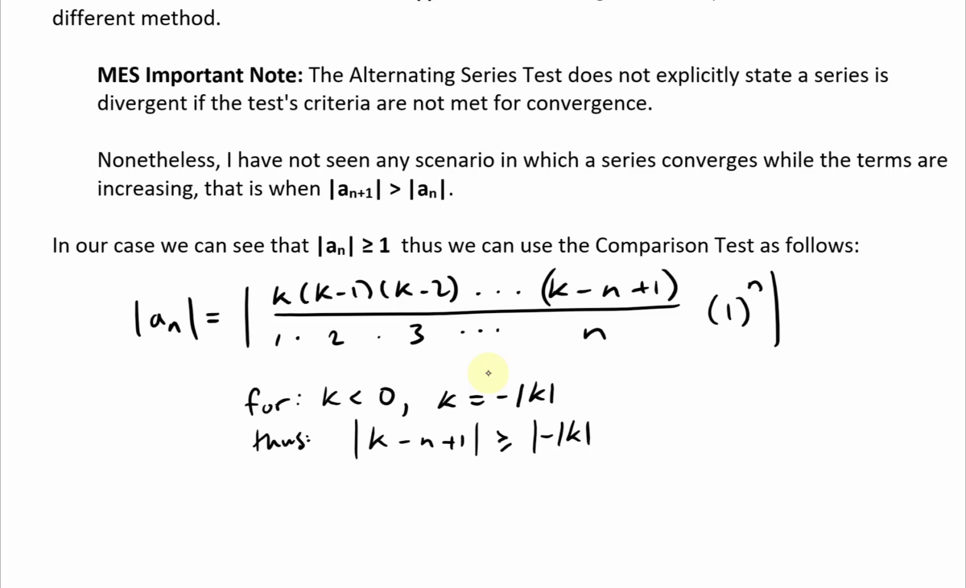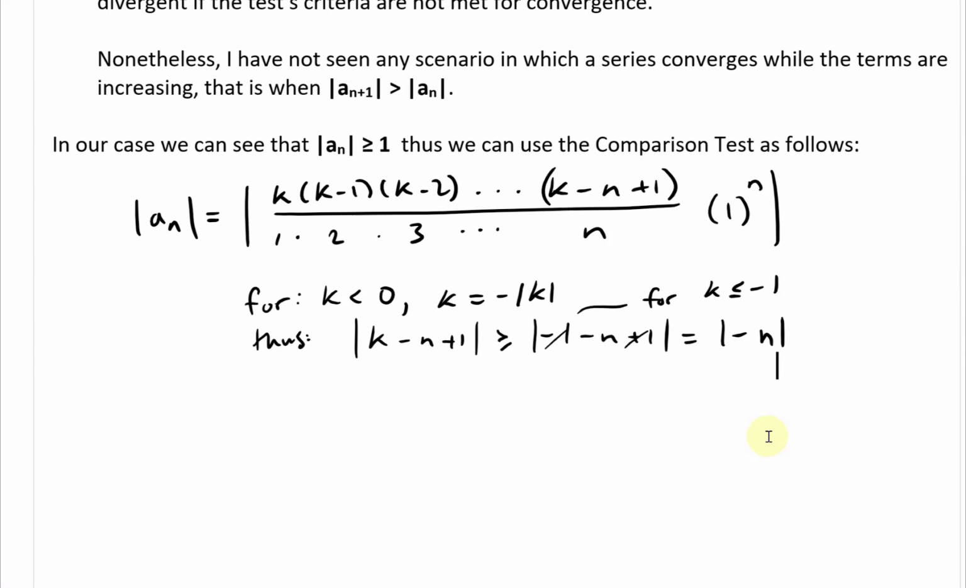Actually, better yet I'll just put a negative 1 there. So this is for k less than or equal to negative 1. So the absolute value is going to be greater than whenever this is greater than this negative 1 there. So k minus n plus 1, then this cancels, this equals negative n. And for example, if k equals 2, then you're going to have negative n minus 2. So that's going to be a higher absolute value.